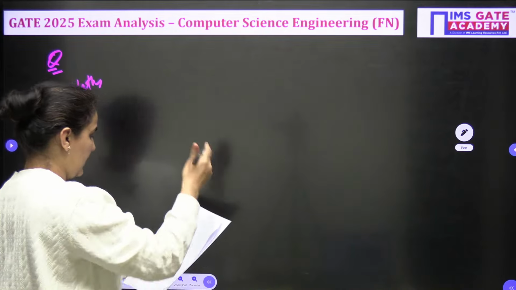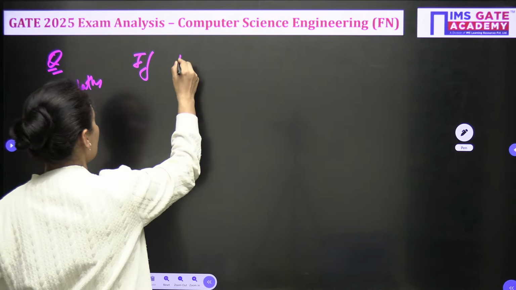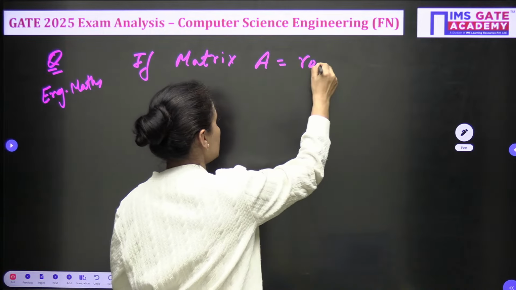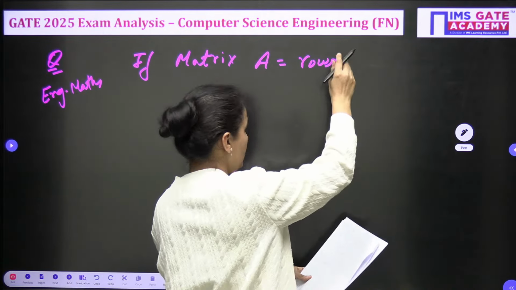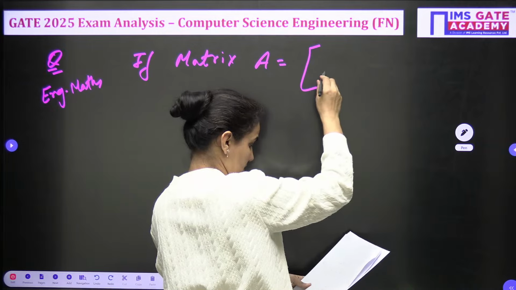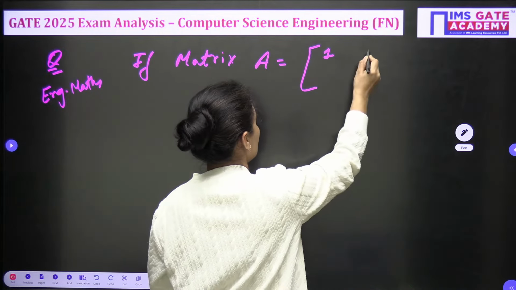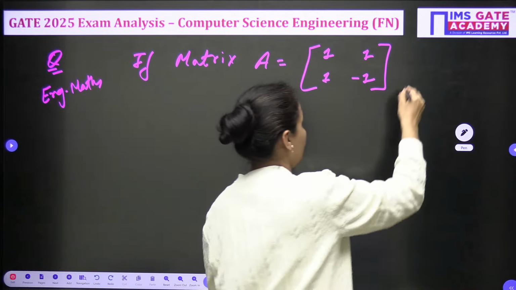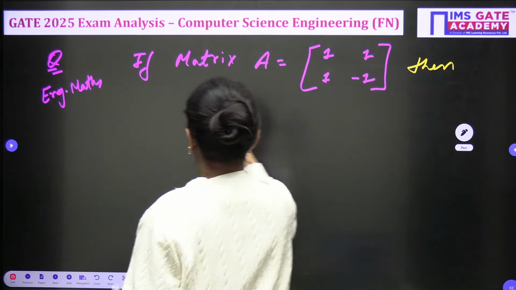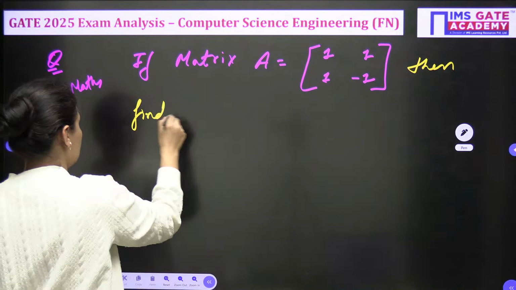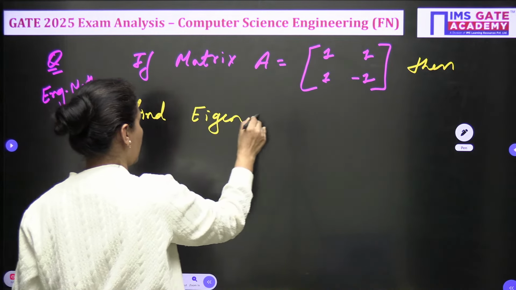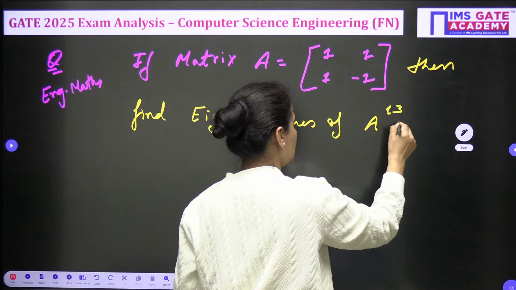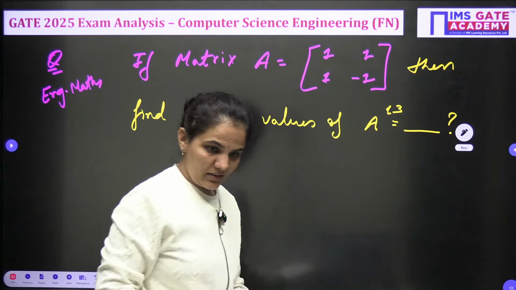Okay, they are talking about if the matrix A equals the matrix 1 1 1 -1, then find out the eigenvalues. The short question which we were expecting: eigenvalues of A power 13. Very easily we can solve it, guys.